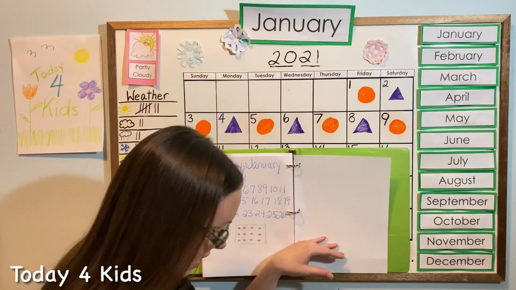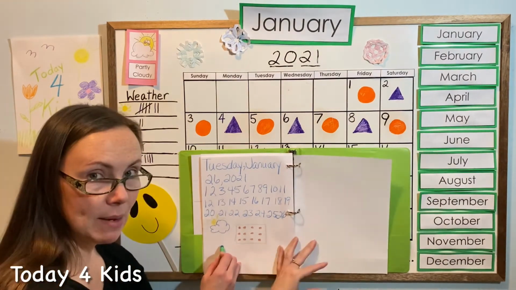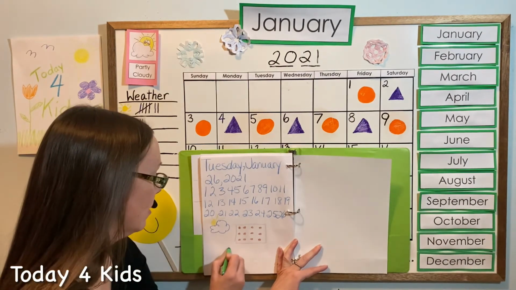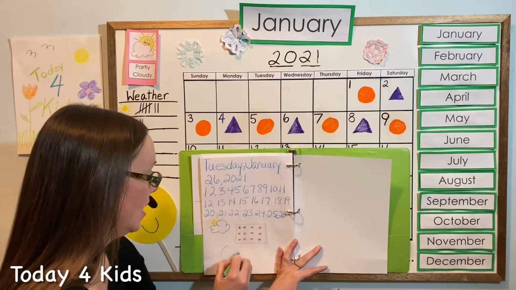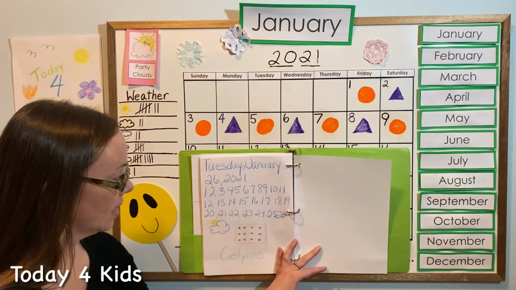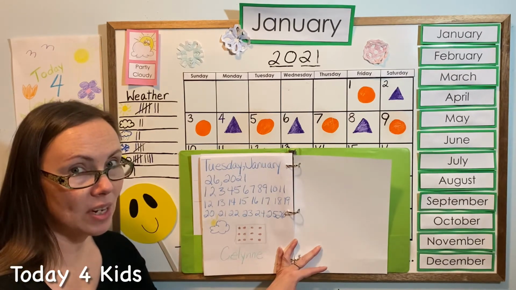And I'm going to sign my name on here so that I practice my name every day. And then anybody that looks at this picture knows that I drew it. So capital C because it's my name, E-L-Y-N-N-E.